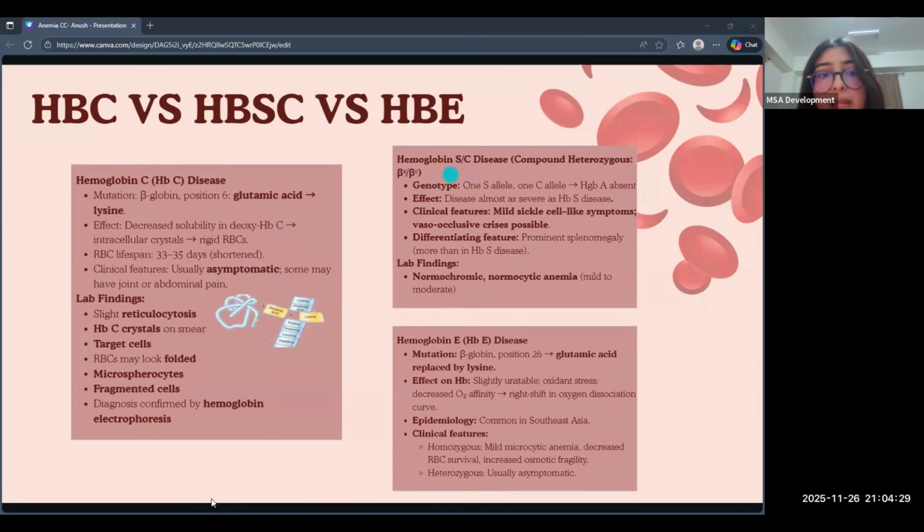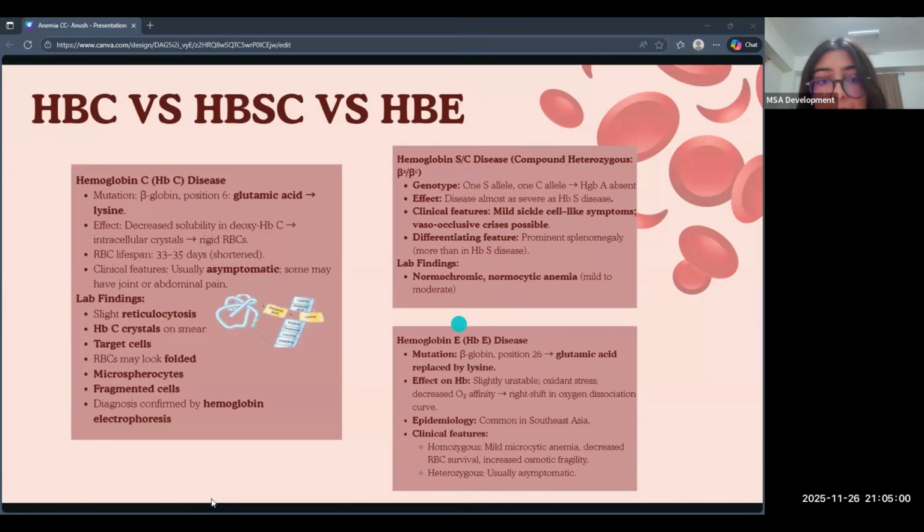Then we have hemoglobin SC disease, which is compound heterozygous. So it has one S, one C, but the HbA is absent. Okay, then what can this cause? It can cause mild sickle cell-like symptoms, like a vaso-occlusive crisis. How can you differentiate? Because this has prominent splenomegaly, way more than in HBS disease. The lab findings will show normochromic normocytic anemia.